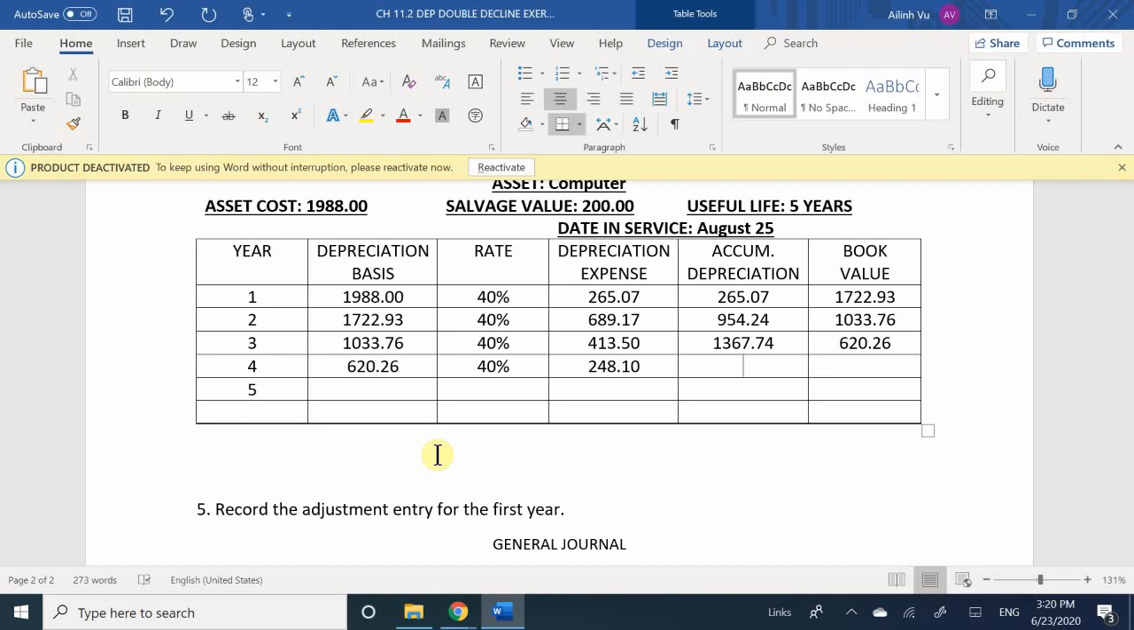Okay, I got 1615.84. Hold on. $1,615.84. Okay, so 1615.84 is correct. And what is my book value now? Minus 1988. 372.16. Oh, we're so close.